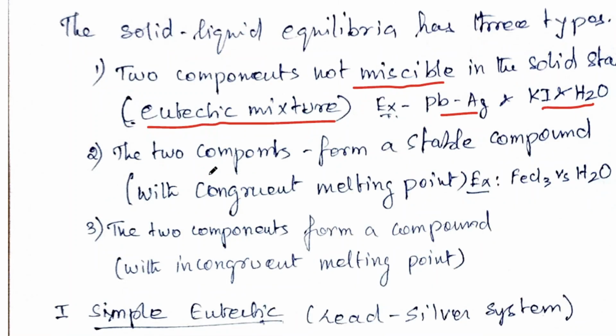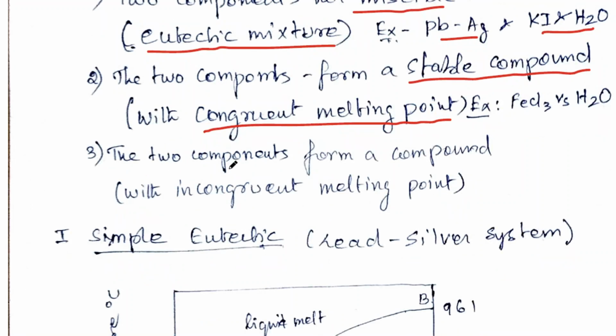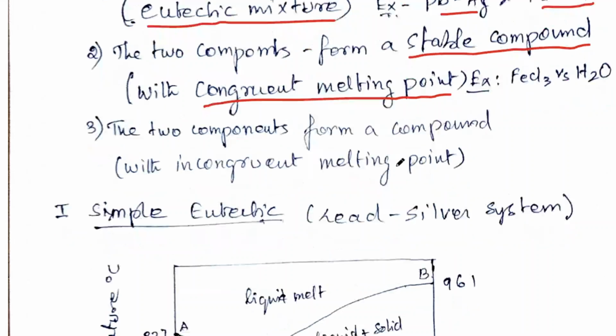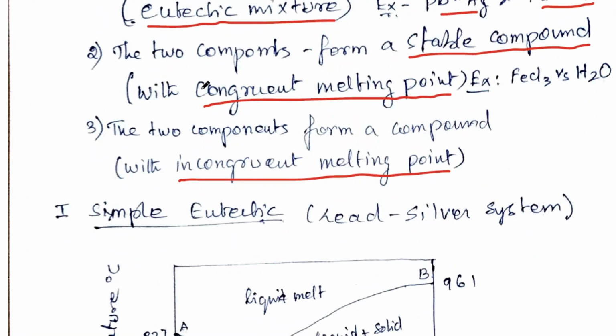The second type is where the two components that we take react themselves and form a stable compound, which means A and B react to form AB, a new compound, with a congruent melting point. We will explain what is congruent melting point when we see the example. The third type is where the two components react and form a compound but with incongruent melting point. These are the 3 types of system you get in two component systems. Let us see one by one.